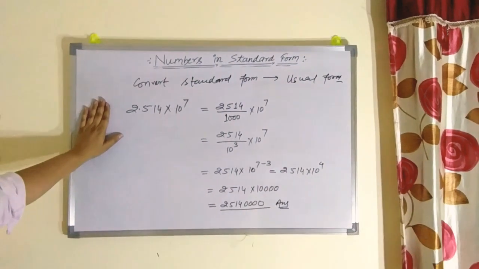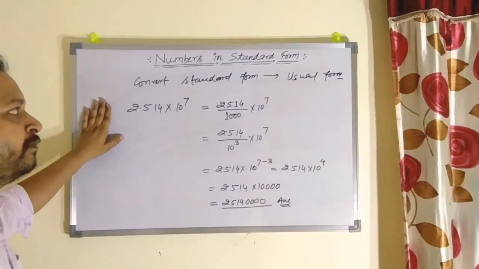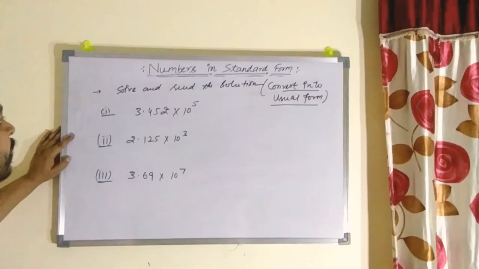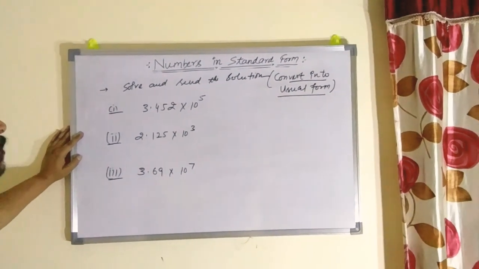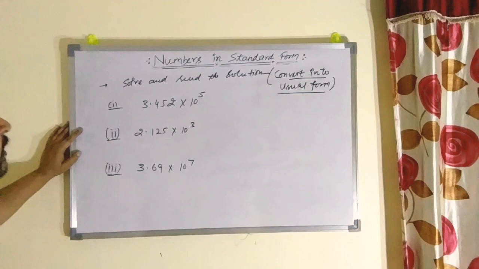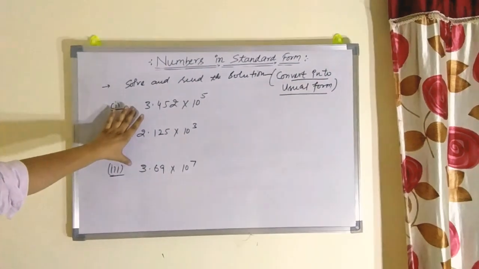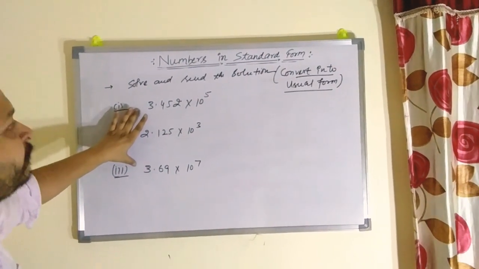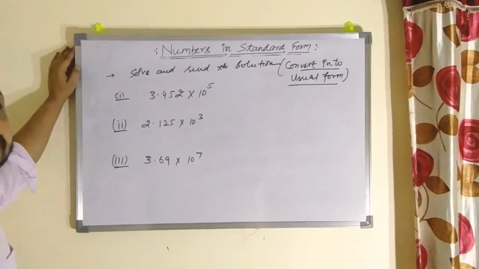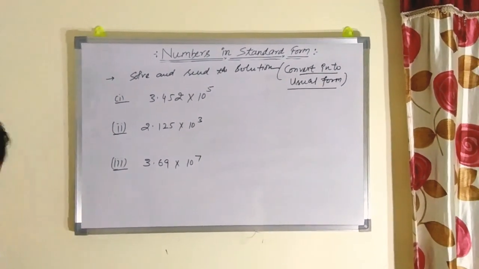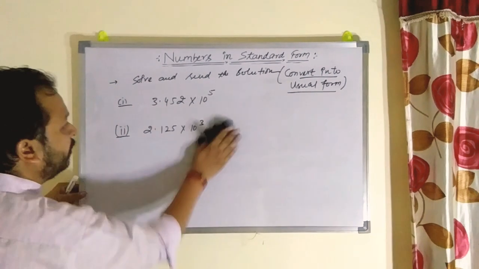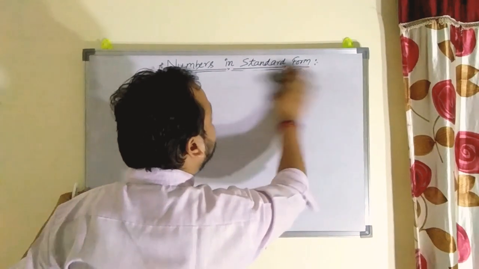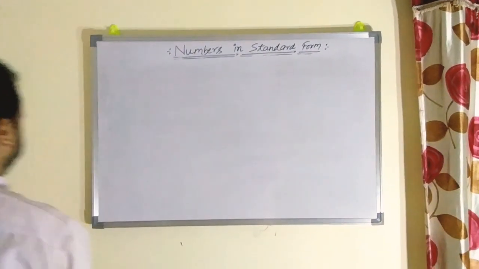Now we are going to discuss how to convert very small numbers to standard form. But before going to the next topic, I am giving you some questions for practice. These questions are in standard form. You have to convert them into usual form. So practice these questions and send me the solution. Now come to the next part, convert very small numbers to standard form.